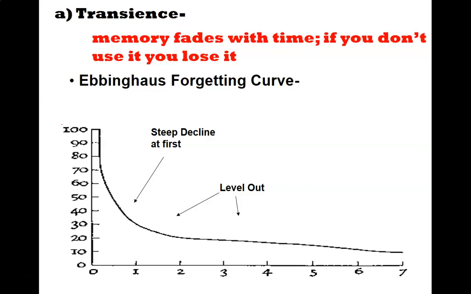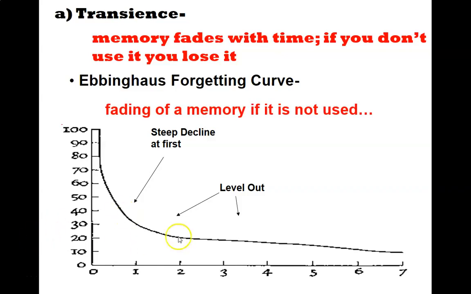And this Ebbinghaus forgetting curve outlines how this works: the fading of a memory if it is not used. This right here represents about a second after it happens. Within moments of the event happening, of course your recall would be perfect. But if you don't use information, note how this Ebbinghaus forgetting curve works. There is a very, very steep drop-off. You lose a lot of information very quickly.